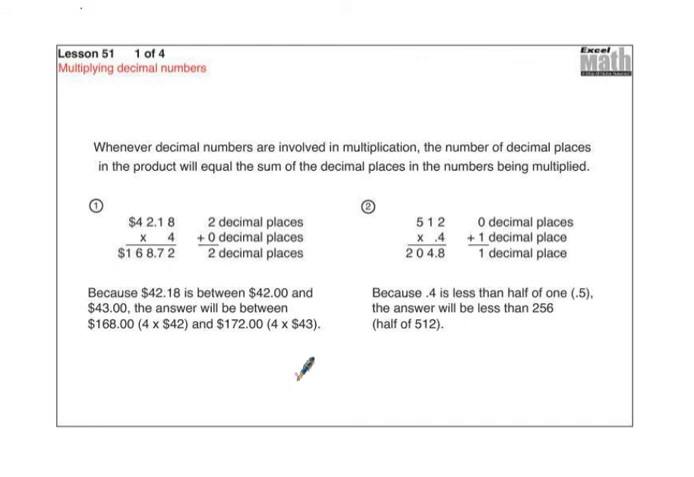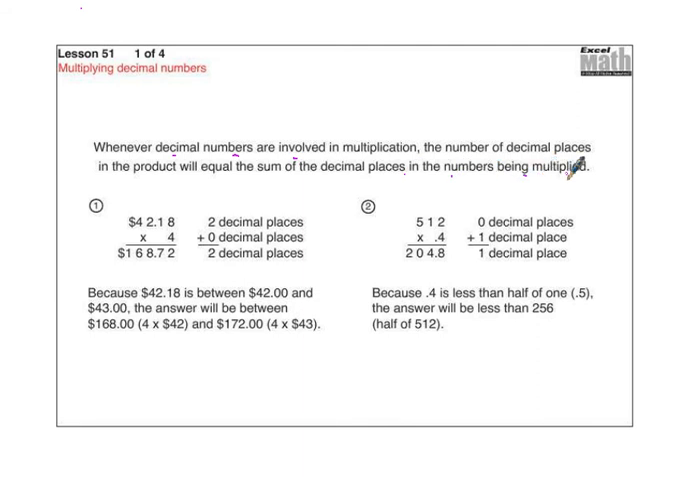All right, here we go with 6th grade Excel. This is lesson number 51. Today we're going to be learning about multiplying decimals. Whenever decimal numbers are involved in multiplication, the number of decimal places in the product will equal the sum of the decimal places in the numbers being multiplied.